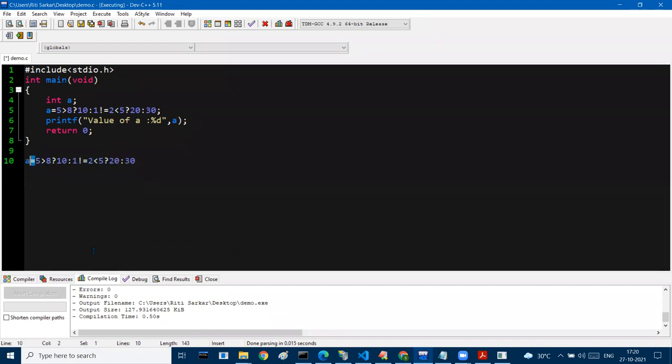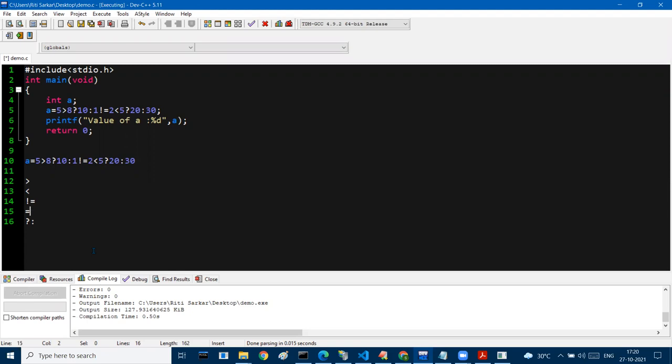Here the assignment operator is there. Let me list out which operators are there. Assignment operator is there. Greater than operator is there. Conditional operator is there. Next, not equal to operator is there. That's it. These many operators are there. And the less than operator is also there. Okay. Then how to arrange it, sir?